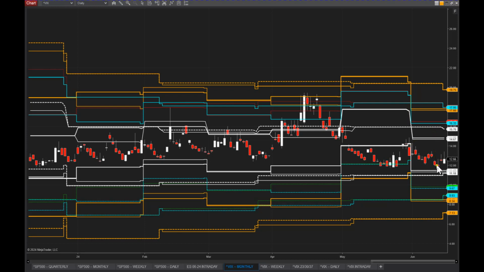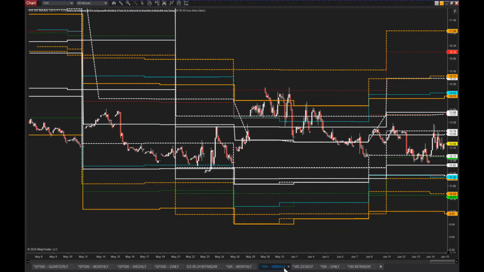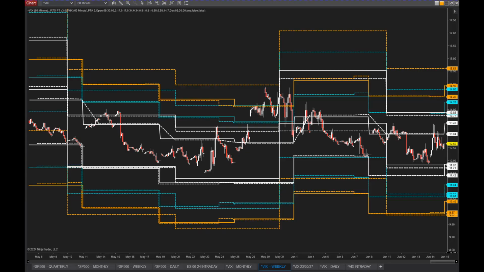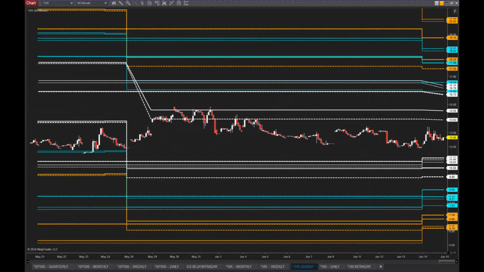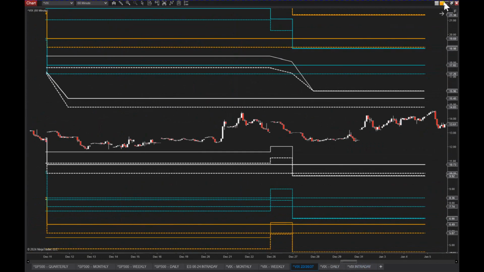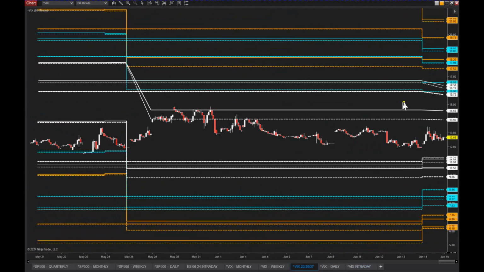We can fib these and get an idea of where we are intraday, and I like to do that on the 23, 30, 37 day distribution to give you an indication of where we are. And here's where that is. So here is your 23, 30, 37 day, and you can see that price is trading right in the middle of these ranges.